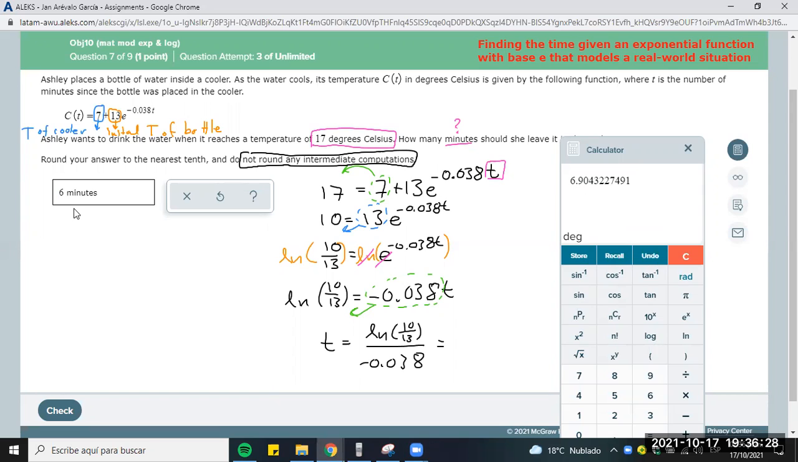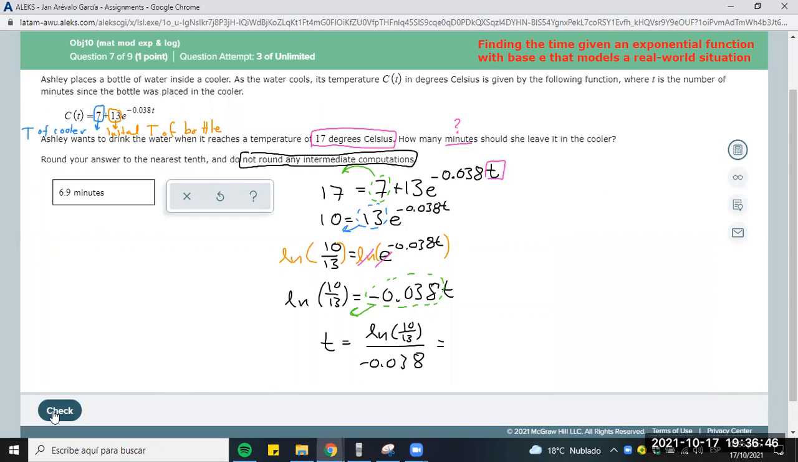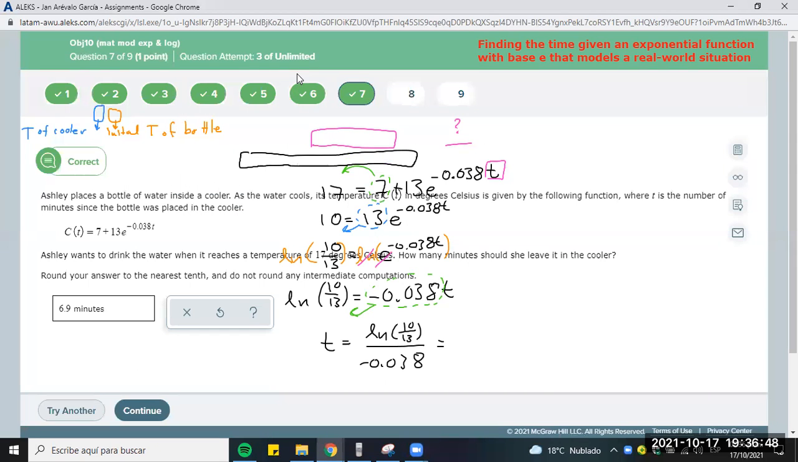So at 6.9 minutes, Ashley can take the bottle of water out of the cooler, and it will be at 17 degrees Celsius. Let me check that. All right.